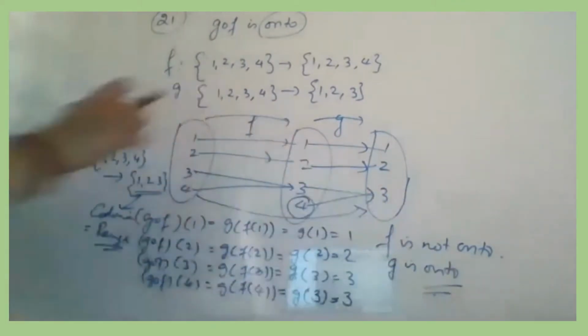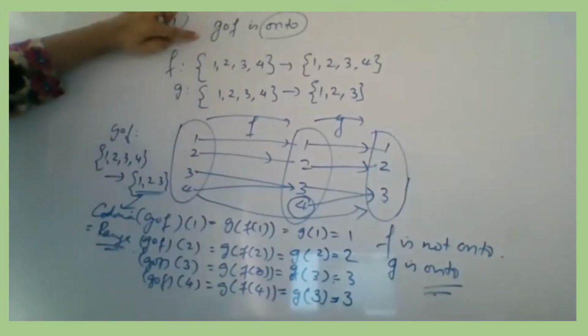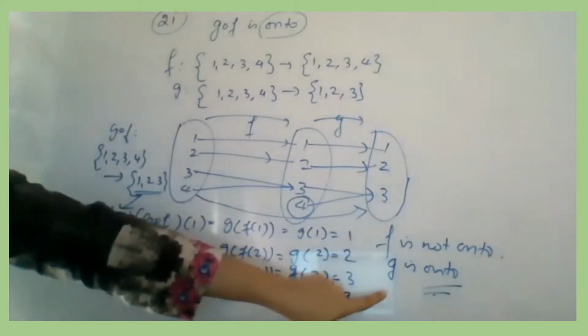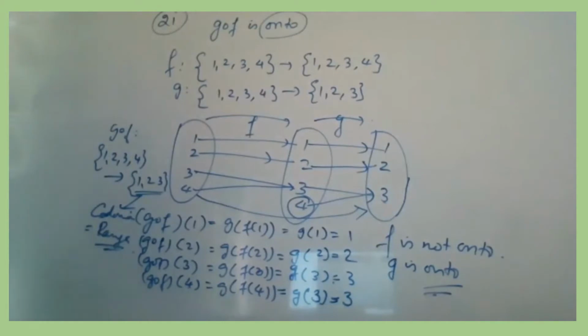So what is the conclusion? If G composition F is onto, both need not be onto, but G should be onto. G will be onto and F need not be onto. So is it necessary that both should be onto? No, it is not necessary.